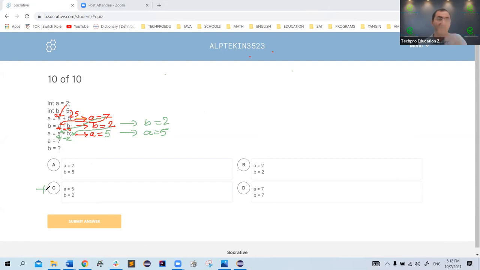Okay, if we notice in this question what we did. Look at integer A and B, they were 2, 5, now they are 5, 2, you see? So this got swap, yes, this got swap the values of A and B. We are going to study this today. Okay, so that's clear. Correct answer is C.